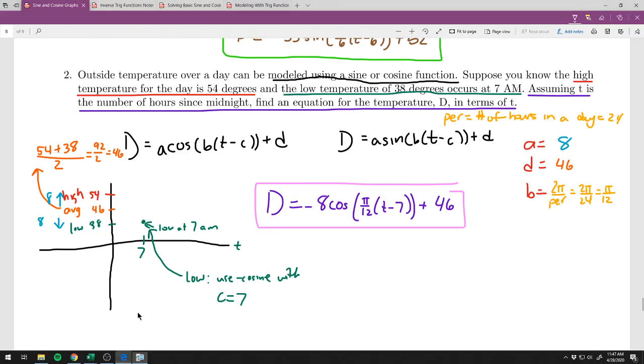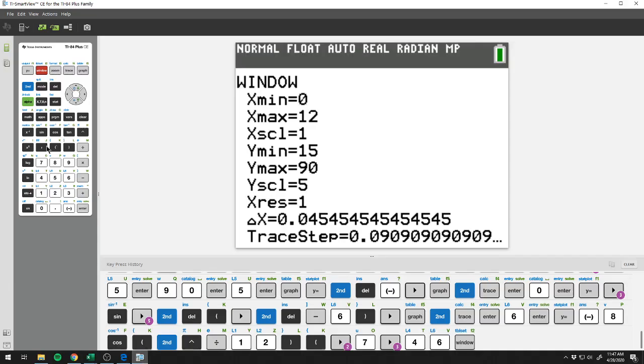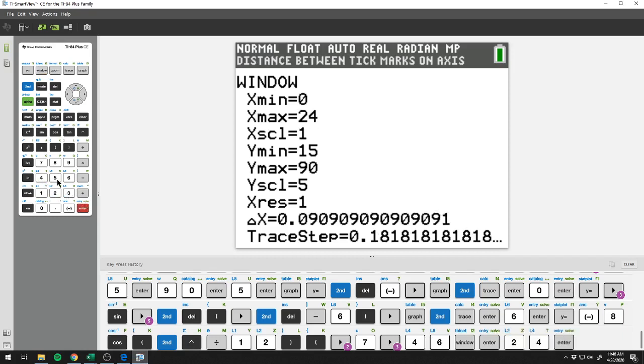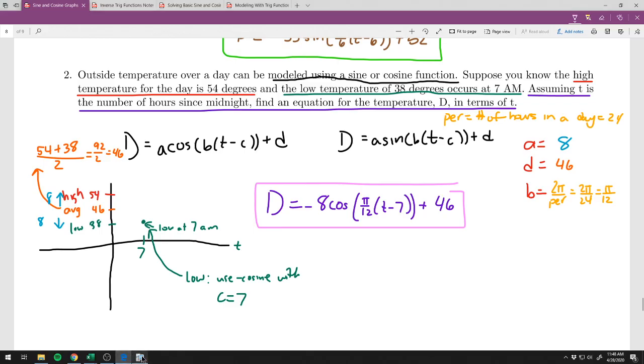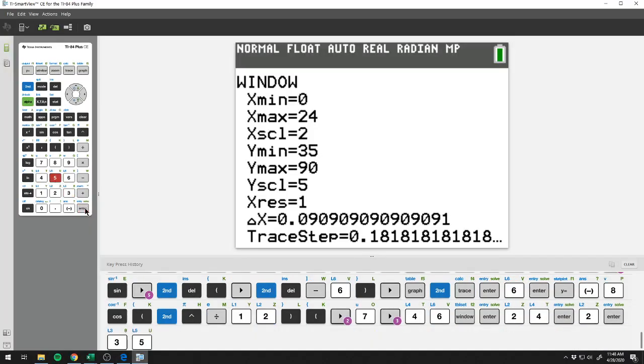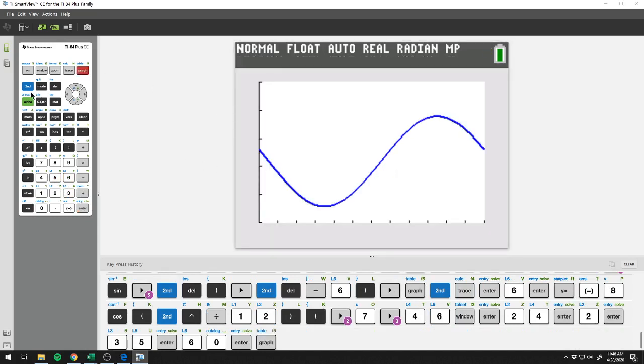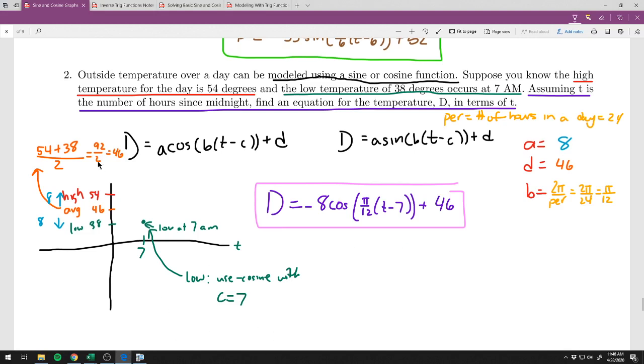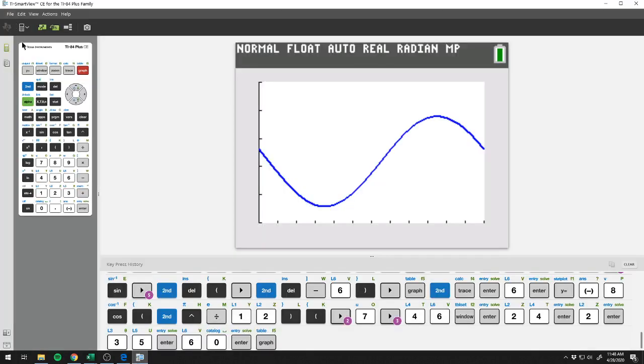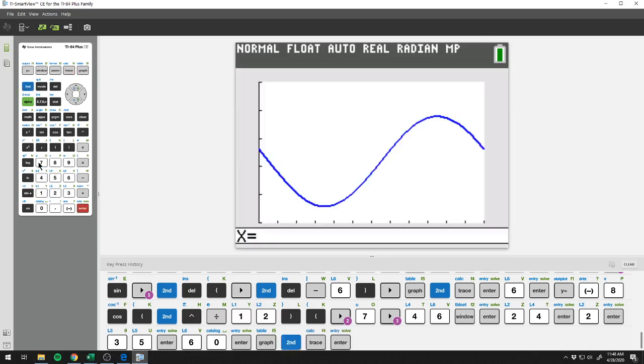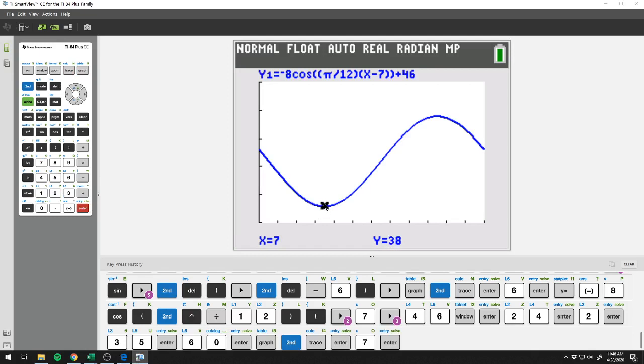If you make your window, the y's should go from at least 38 to 54. Our t, or our x, should go from 0 to 24. And that might give a lot of hash marks, so I'm just going to make the scale 2. For the temperature, the y values going between 38 and 54, I'll just do 35 to 60. But once again, we want to check that the low temperature is actually occurring at T equals 7. Go to calc, value, T equals 7, and we're at the low temperature of 38, and it's following its shape.